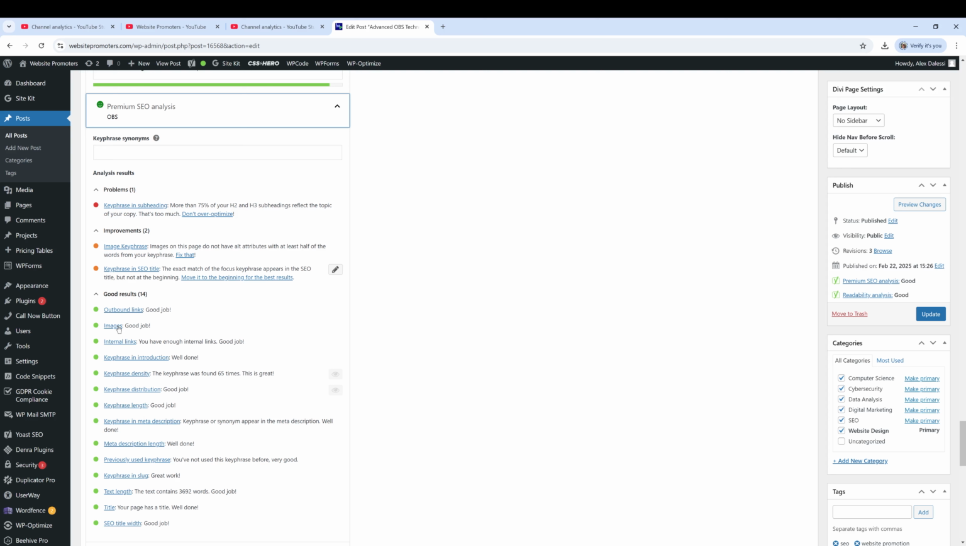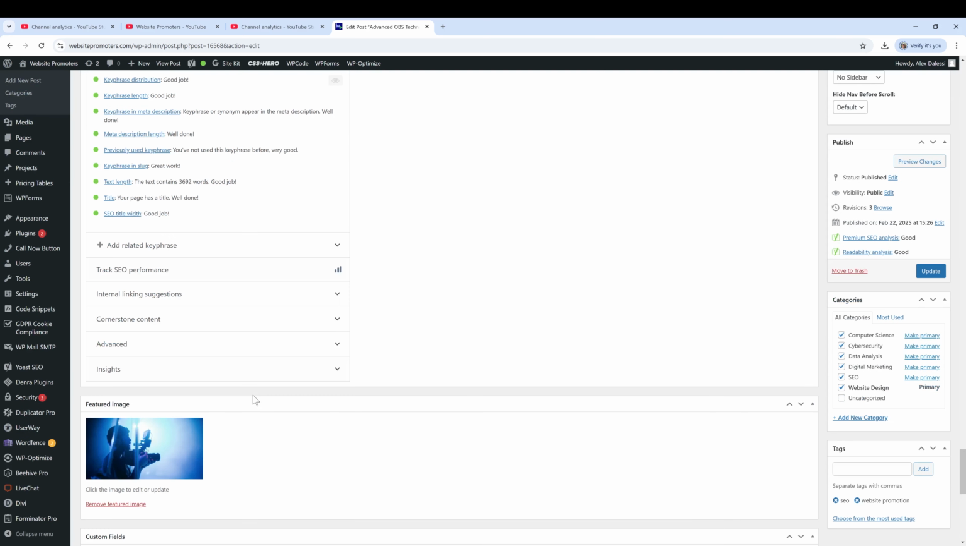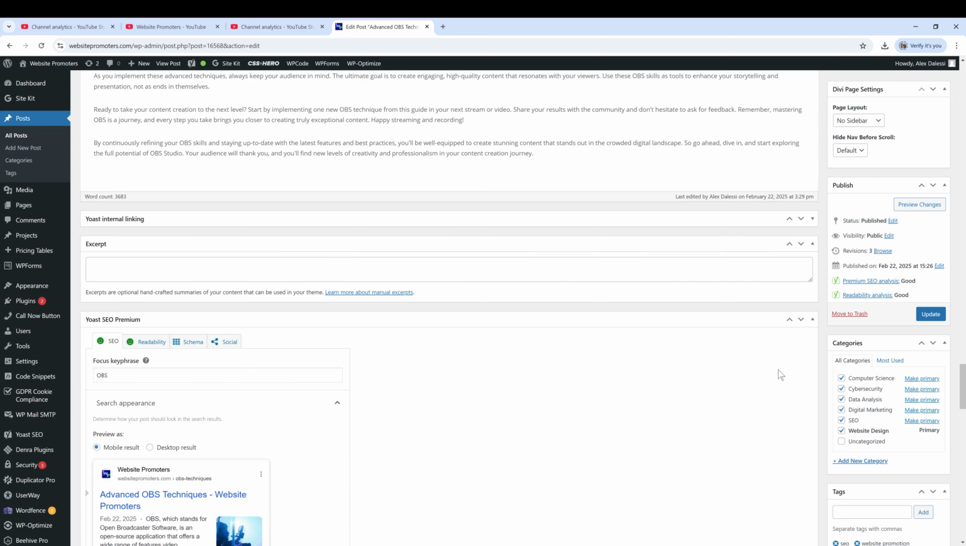Images increase SEO, and so do internal links, which link to other parts of the website. This website being website promoters. Outbound links, so outbound links to other websites. Key phrase in the slug, and right now the SEO is ranked as good. Yoast also gives you ratings on the readability, and both the readability and the SEO are ranked as good in this blog post.